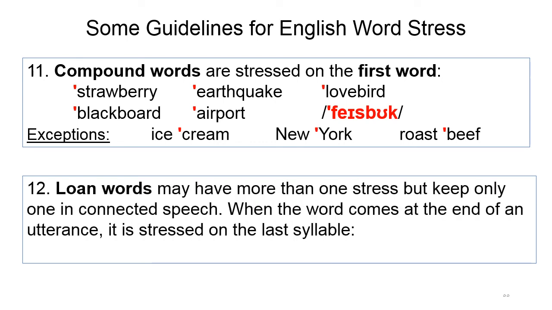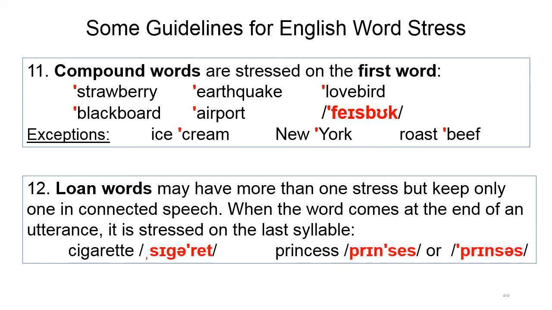Loan words or borrowed words may have more than one stress. In connected speech, we keep only one stress. When the word comes at the end of an utterance, it's stressed on the last syllable: cigarette. Princess or princess. That's the end of our guideline.